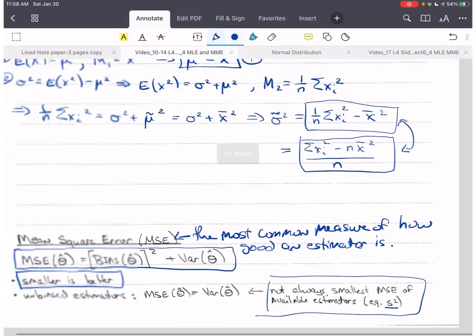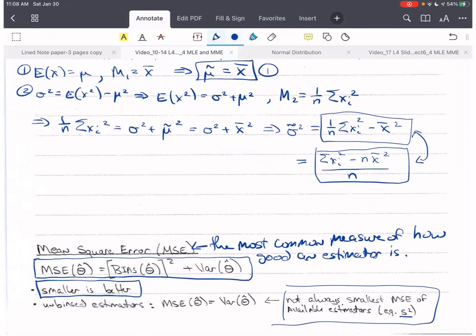Okay, so that's it for this section. I hope that has helped you understand maximum likelihood estimators and method of moment estimators. Method of moment estimators may seem easier. It depends on if you already know the mean and the variance or not.